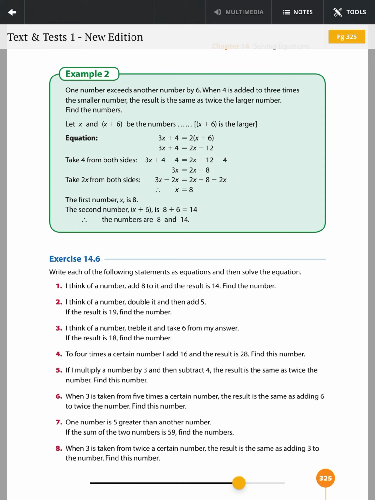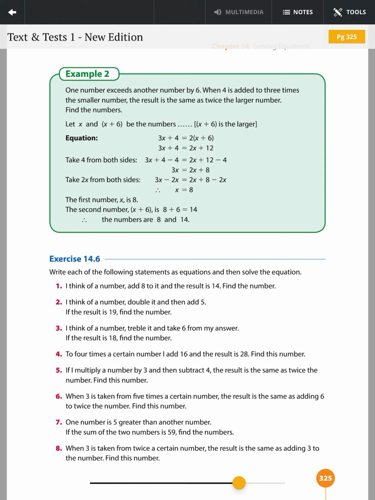Now, when 4 is added to 3 times the smaller number, so that would be 3x plus 4. The result is the same as twice the larger number. Now I'll explain that again because I can see a few of you getting confused about this one.